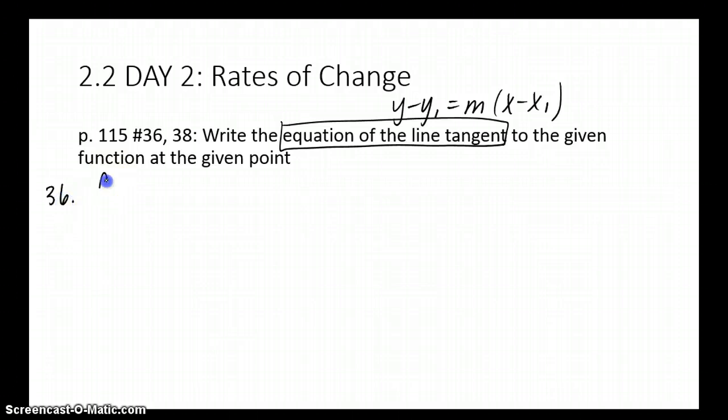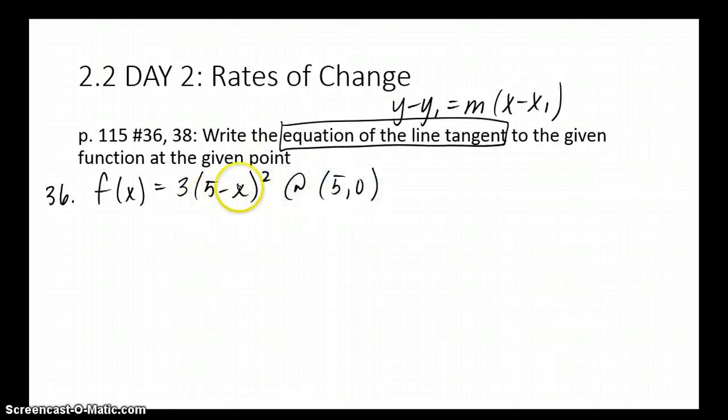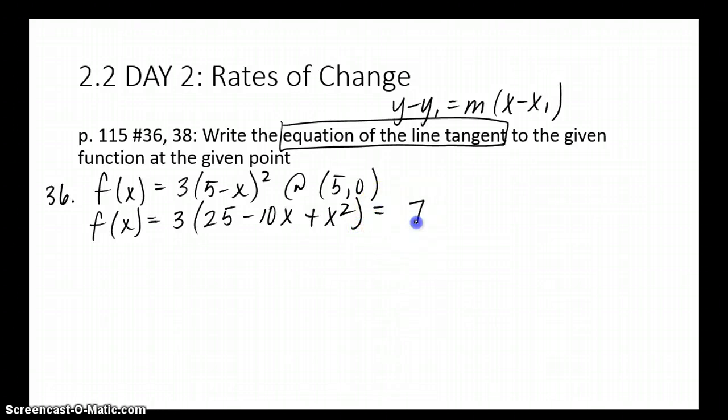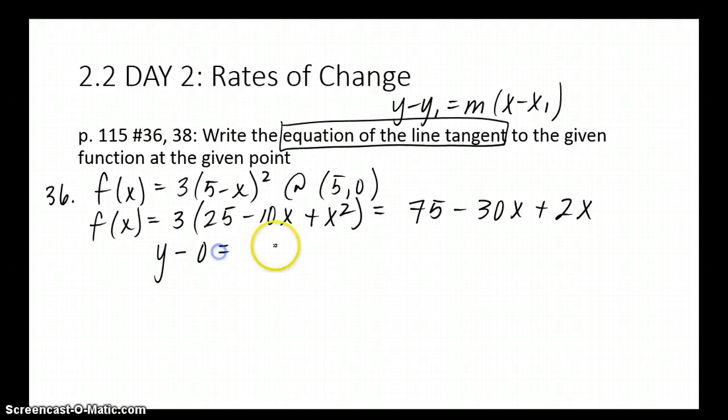36, f of x equals 3 times (5 minus x) quantity squared at the point (5, 0). Okay, we have something being squared, so we're going to need to expand our function before we can use the power rule. First term squared, double the product, square the last term, distributing that 3. Alright, well, we know the basis for the equation of the line. y minus 0 equals our slope times (x minus 5).